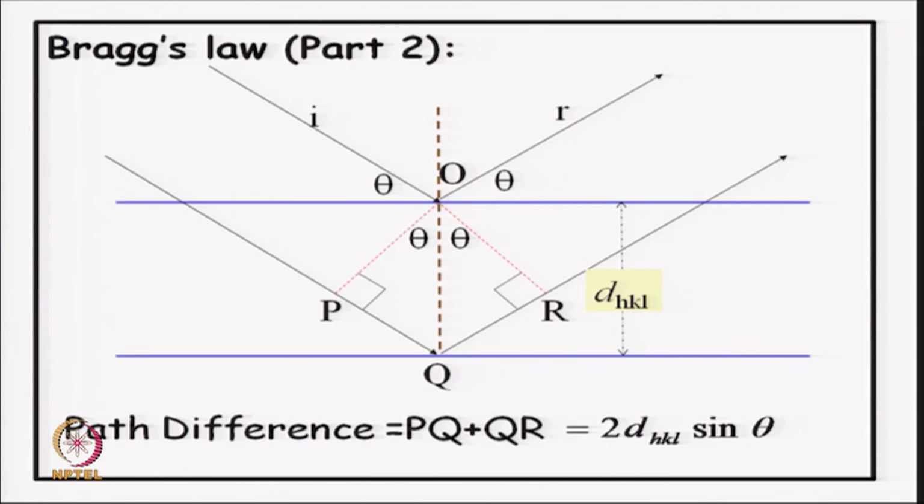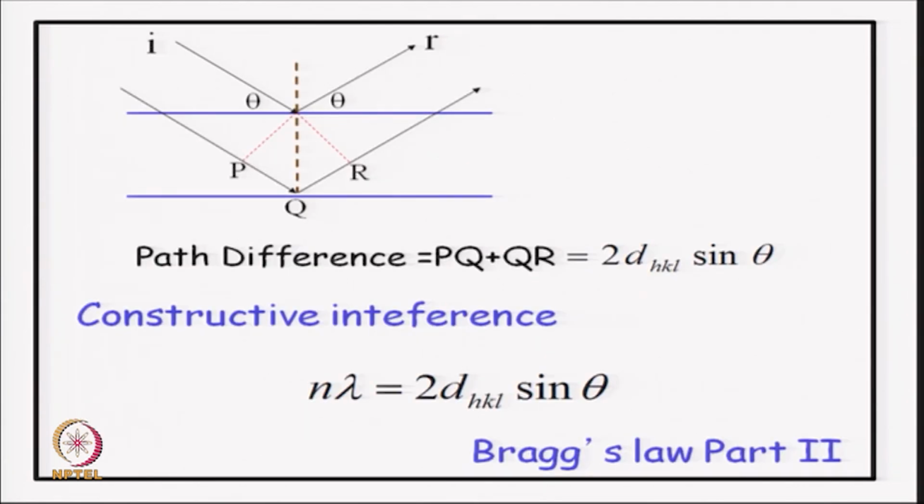And from elementary physics we know that for constructive interference, the path difference should be an integral multiple of the wavelength. So, this is what gives you the final Bragg's law, that the path difference is an integral multiple times the wavelength: n lambda is equal to 2 d_hkl sin theta. This completes our derivation and description of Bragg's law.